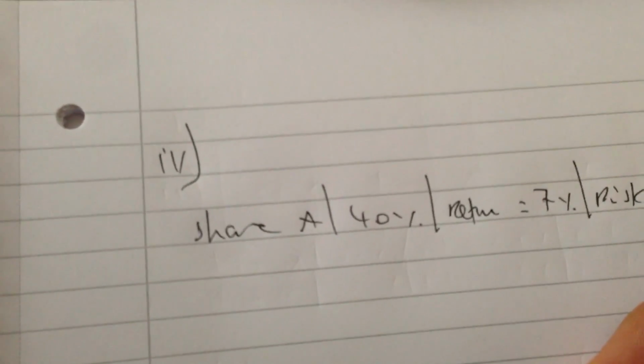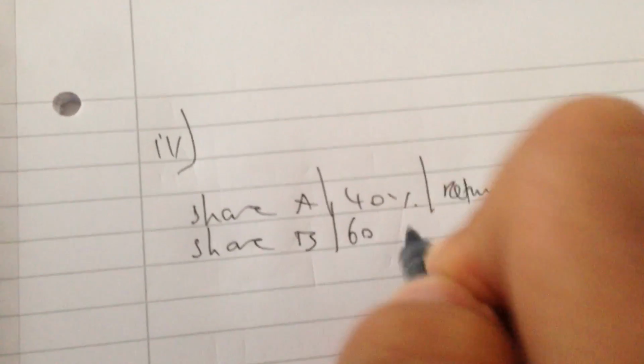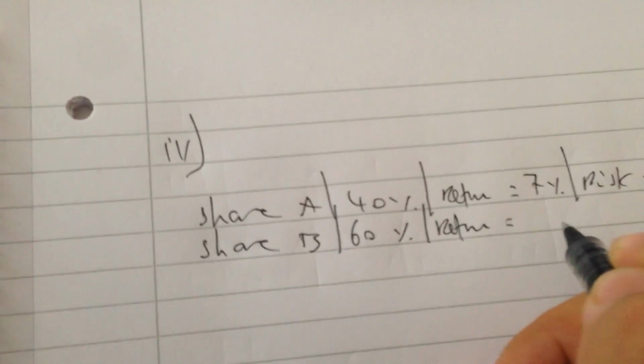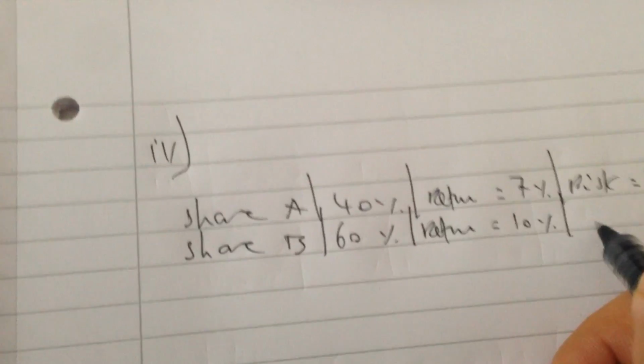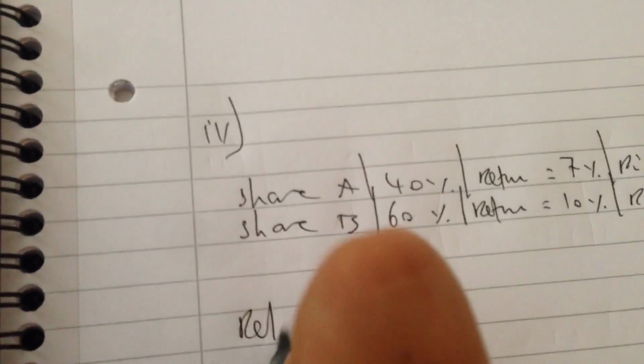So we've got share A for 40% weighted. Our return in share A is 7%. Our risk in share A is 4%. And then we're looking at share B, remainder 60%, weighted. Return of share B is 10%. And the risk of share B is 8%.